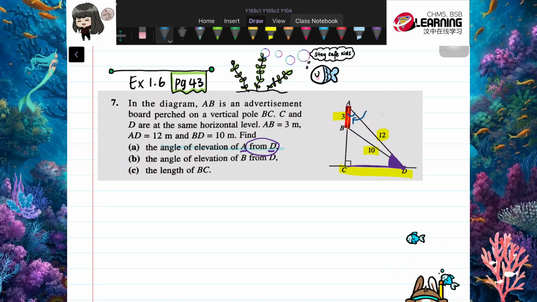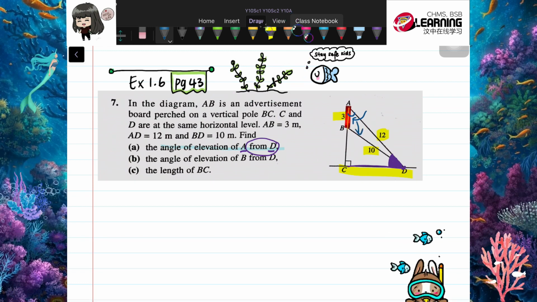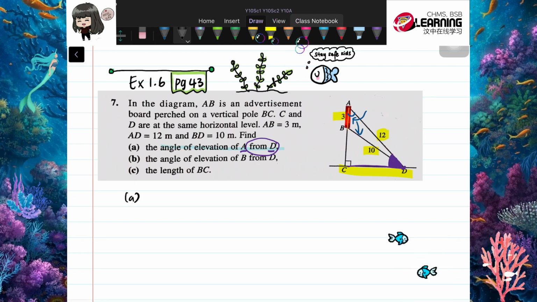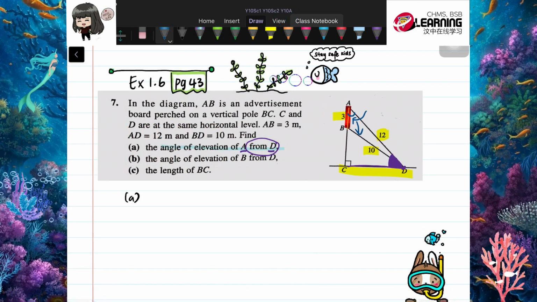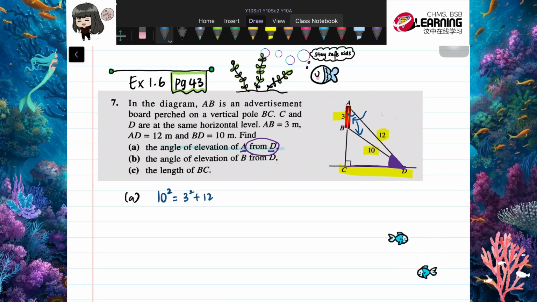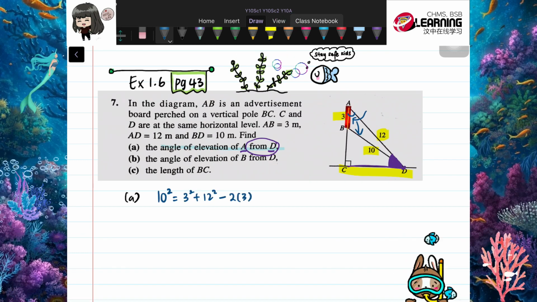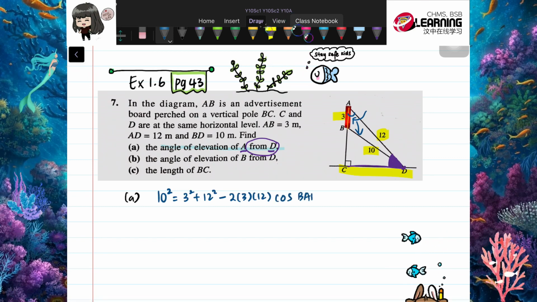So that angle is angle BAD. We can use the cosine rule to find that angle. So we use 10 squared, because the side opposite the angle that we're going to find is 10. So 10 squared equals the other sides squared, minus 2 times 3 times 12 times cos angle BAD.